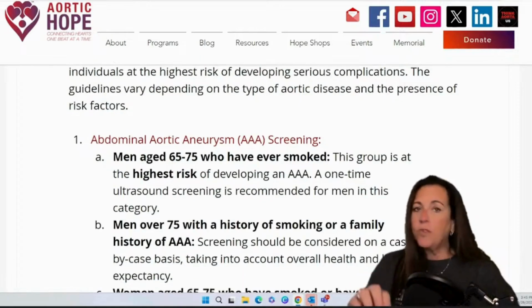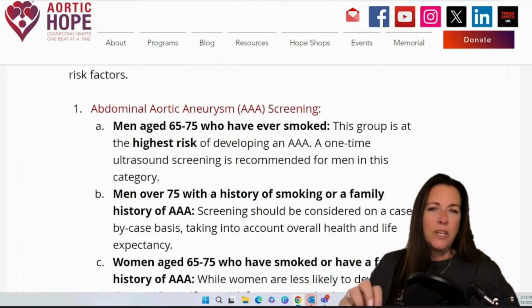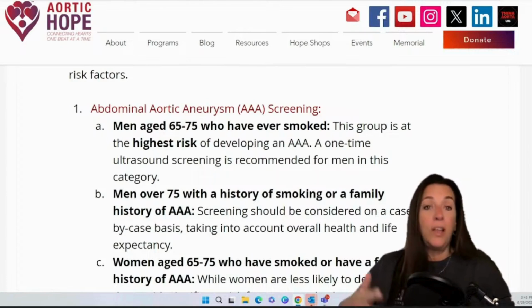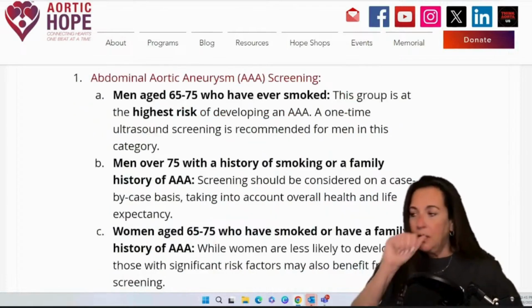Now, men over 75 with a history of smoking or a family history of abdominal aneurysms, these screenings should be considered on a case-by-case basis, taking into account overall health, the whole picture for that individual over 75, and potential life expectancy.